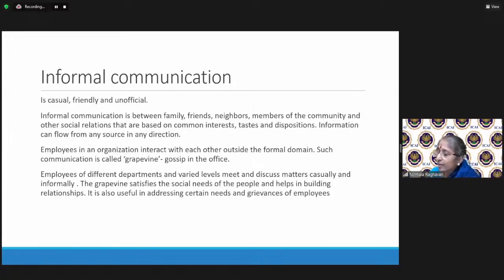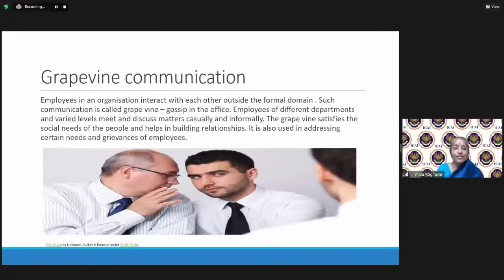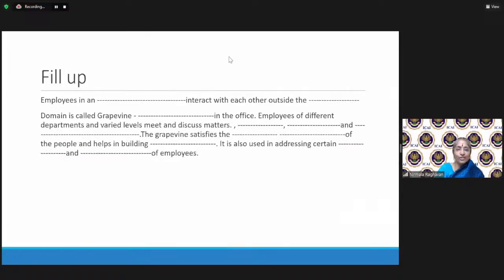Okay, now let me move on. So this is grapevine communication. Employees in an organization interact with each other outside the formal domain. Such communication is called grapevine, gossip in the office. Employees of different departments and varied levels meet and discuss matters casually and informally. The grapevine satisfies the social needs of the people and helps in building relationships. It is also used in addressing certain needs and grievances of employees. Okay, now I give you 2 minutes time. Fill up.